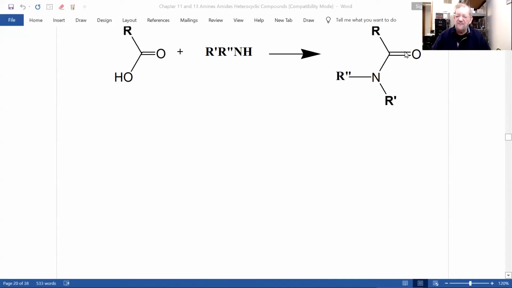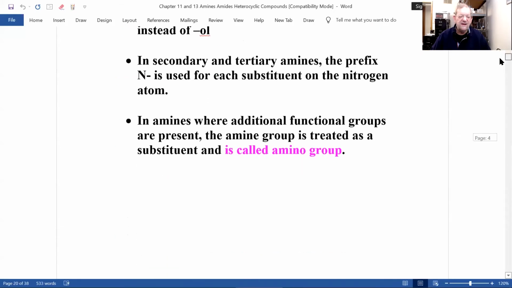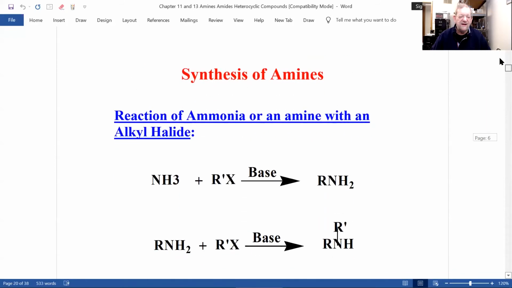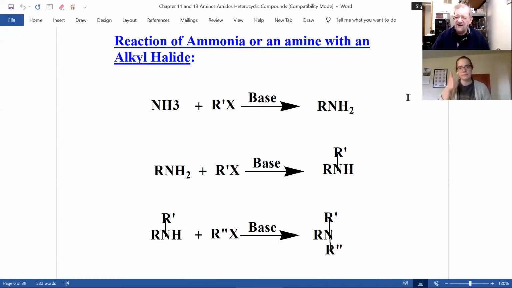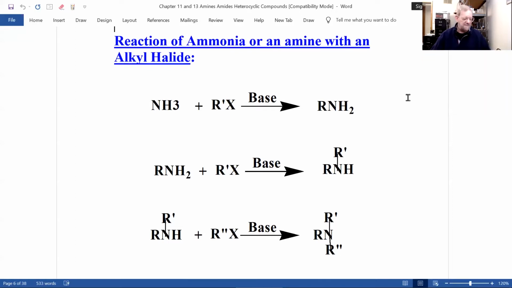All right, let's get to work. I was talking about how to make amines. Everybody see the page? All right, now we did the first one on Monday right here, and this should be NH3.